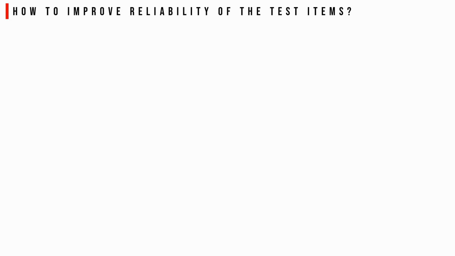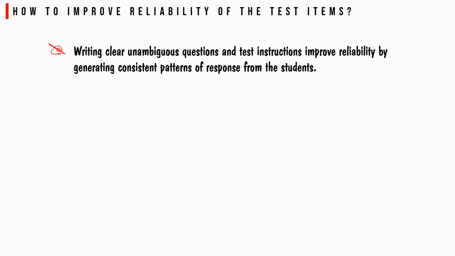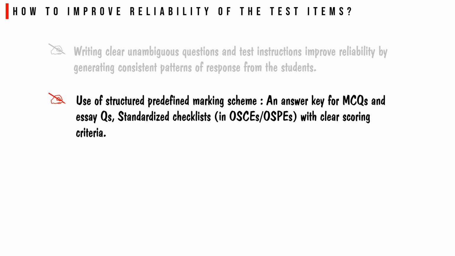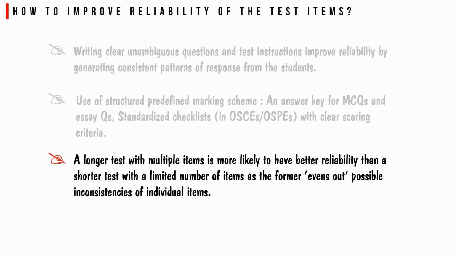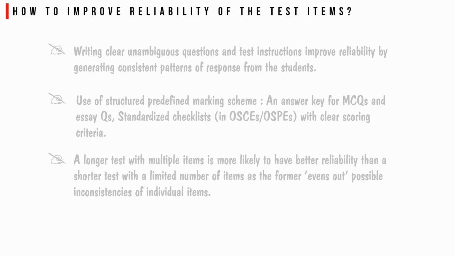How to improve the reliability of test items. Writing clear, unambiguous questions and test instructions improves reliability by generating a consistent pattern of response from the students. Use a structured, predefined marking scheme, an answer key for MCQs and essay type questions, and a standardized checklist with clear scoring criteria. A longer test with multiple items is more likely to have better reliability than a shorter test with a limited number of items, as the former evens out possible inconsistencies of individual items.